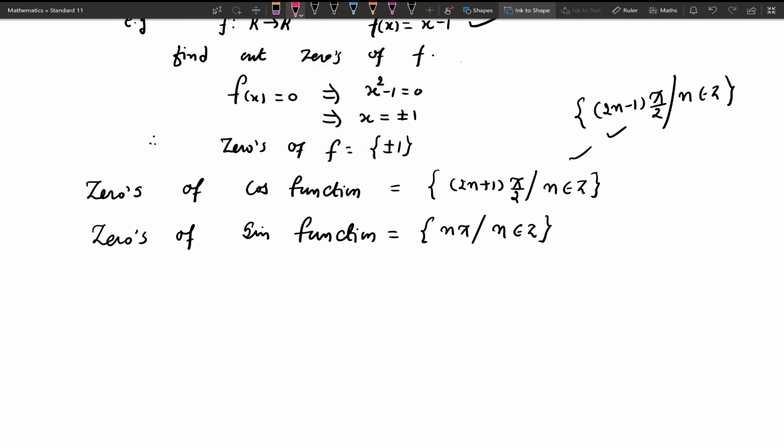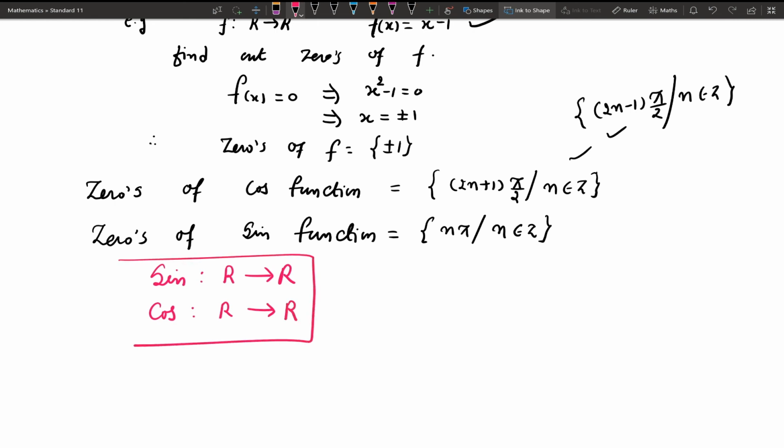At present this is without proof; to prove it we have to use composite functions. So we will remember that sine is a function from R to R and cos is a function from R to R. For the sine function the domain is R and the codomain is R. Similarly for the cos function the domain is R and the codomain is also R. Zeros of the cos function are (2n plus 1) into pi by 2 where n belongs to Z, and zeros of the sine function are n pi where n belongs to Z. Remember these two basic concepts: sine and cos both are functions from R to R.